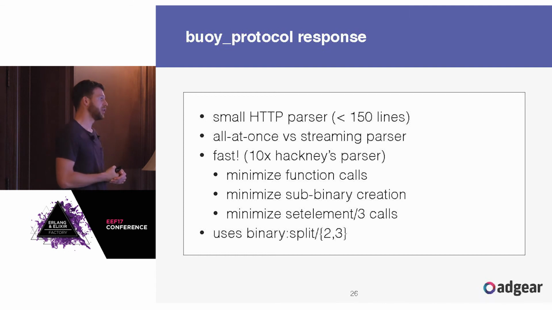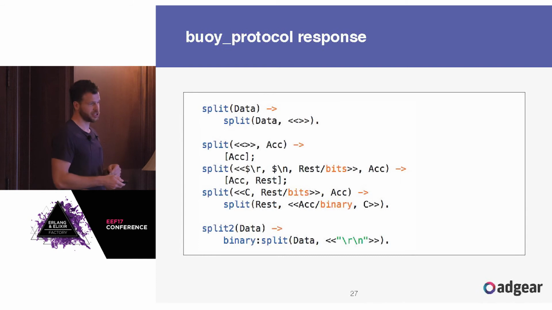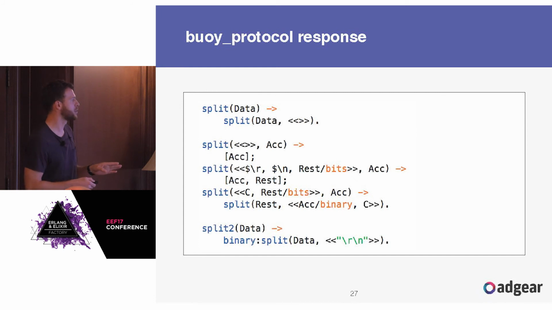Another thing I do, which is to minimize sub-binary creation, is use binary split. Because of speed, binary split ends up being faster than actually just binary matching on new lines and iterating until you find a new line. I did some benchmarks just to make sure it was actually faster before this talk this morning, because somewhere else on the internet I read that it was slower. So I didn't want to say stuff that wasn't true.